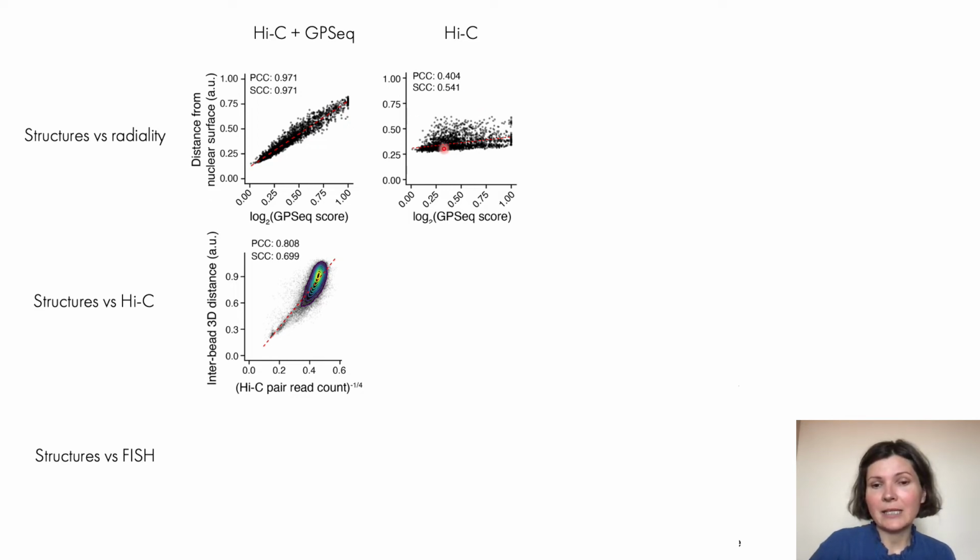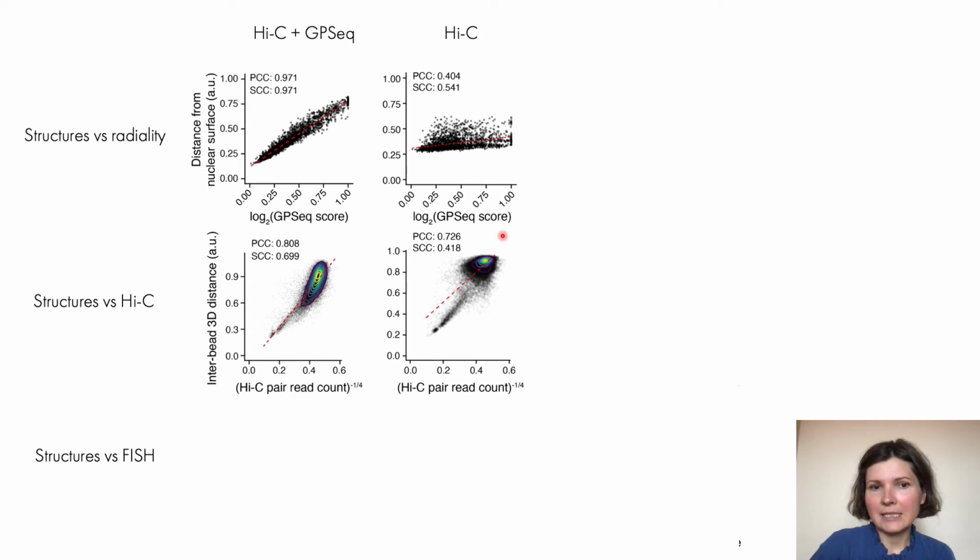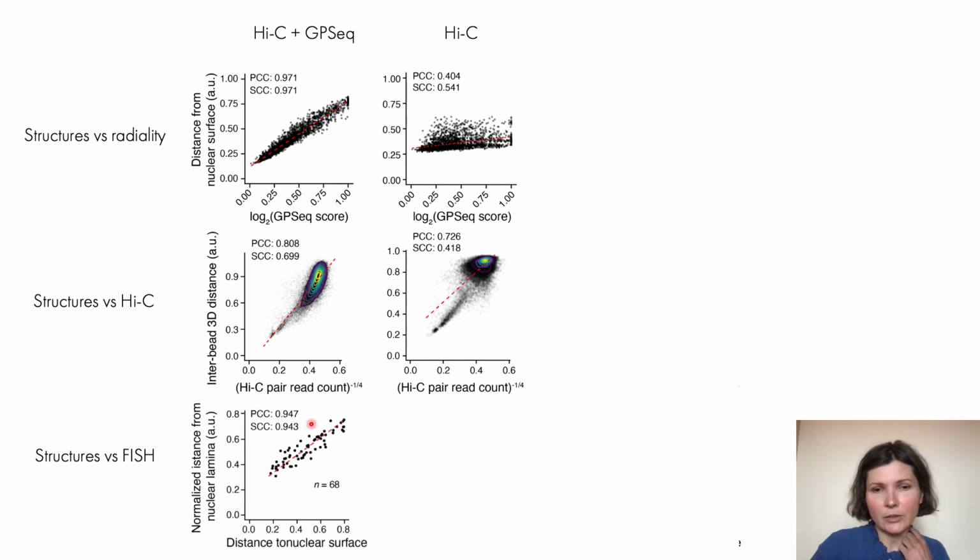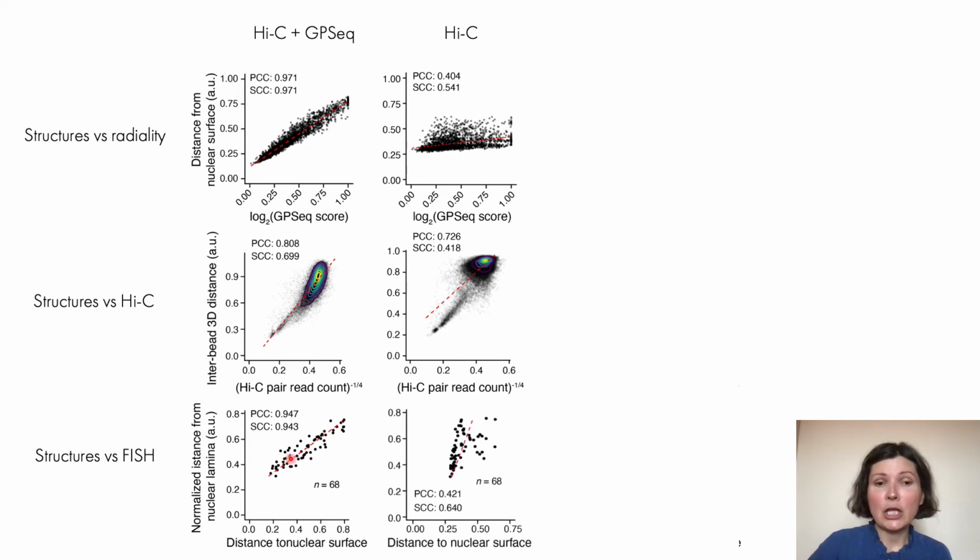So we believe that Hi-C might not be enough to properly position contacts in the space of the nucleus. And even when we look at correlation with the Hi-C data, the original input data, the correlation looks worse than when we also use GP-seq to generate these structures. Most importantly though, when we look at correlation of these structures with the 3D DNA FISH, we see a very high correlation for our structures when we use Hi-C and GP-seq, and no correlation really when we use Hi-C only.